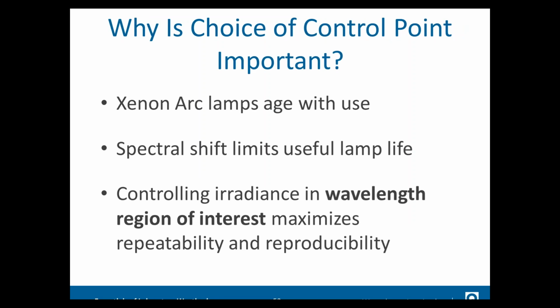So as the xenon arc lamps age, generally speaking, the irradiance below the control point will drop slightly, and the irradiance above it will increase slightly. And because of that, lamp life is normally about 1,500 hours for xenon arc testers. But controlling wavelength at your region of interest will maximize repeatability and reproducibility of your test.